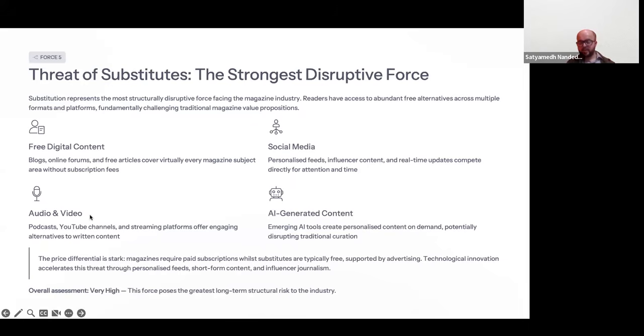And of course, threat of substitutes. Who is my competitor? Someone who is selling this same content for free online, right? Social media, AI generated content, audio and video. I mean, at one point in time, I used to draft even the smallest aspect of my LinkedIn post. Today, I know that at least some pointers I can have. So I can have ChatGPT draft some of that for me.